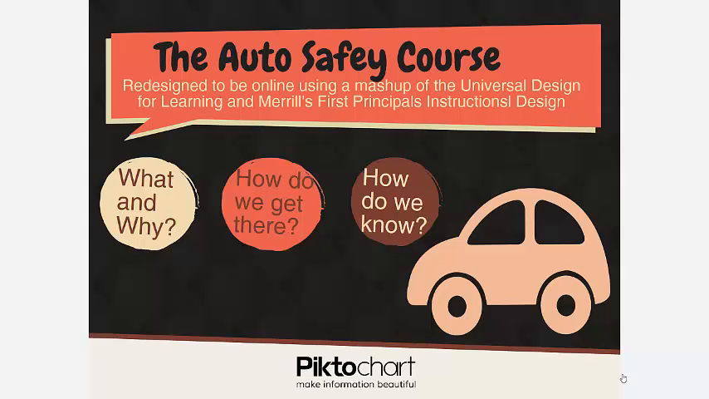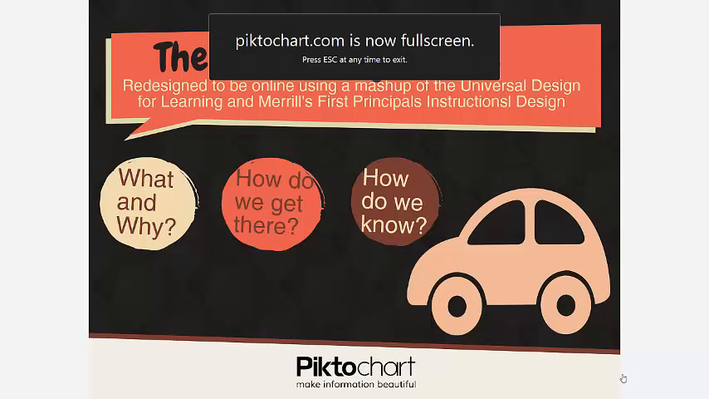Then the second thing when you're designing the course is take a look at how you're going to get there. So how are we going to get that content to the students? And the third element we're going to investigate is how do we know? Okay, so we put the content out there. How do we know that the students mastered it? So we're going to apply this to the auto safety course and see what we figure out.